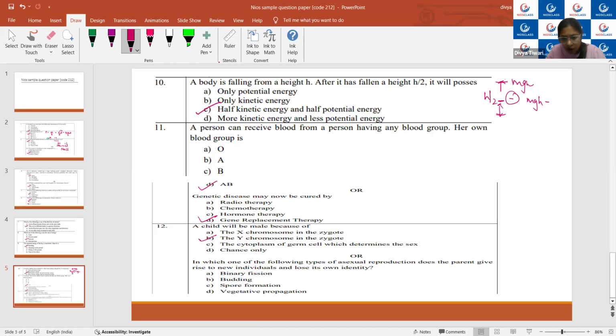In which one of the following types of asexual reproduction does the parent give rise to a new individual and lose its own identity? The answer to this is only binary fission. So the answer to this is A.